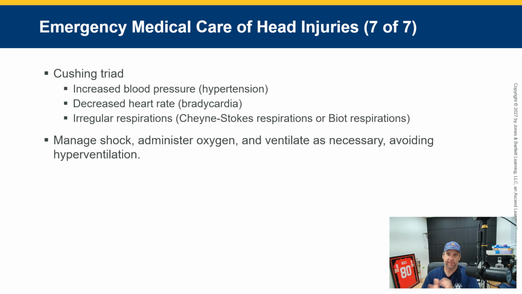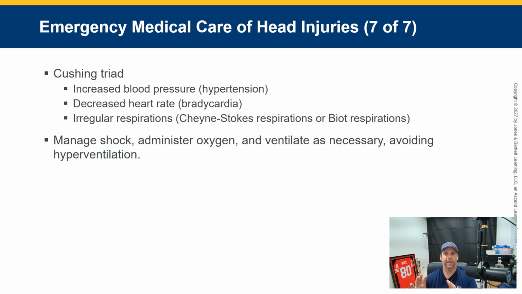Cushing's triad. Yes, so remember, Cushing's triad consists of three specific signs and symptoms. Okay, you have increasing blood pressure, decreasing heart rate, and irregular respirations. Okay, in this case, we're talking about Cheyne-Stokes or Biot's breathing.